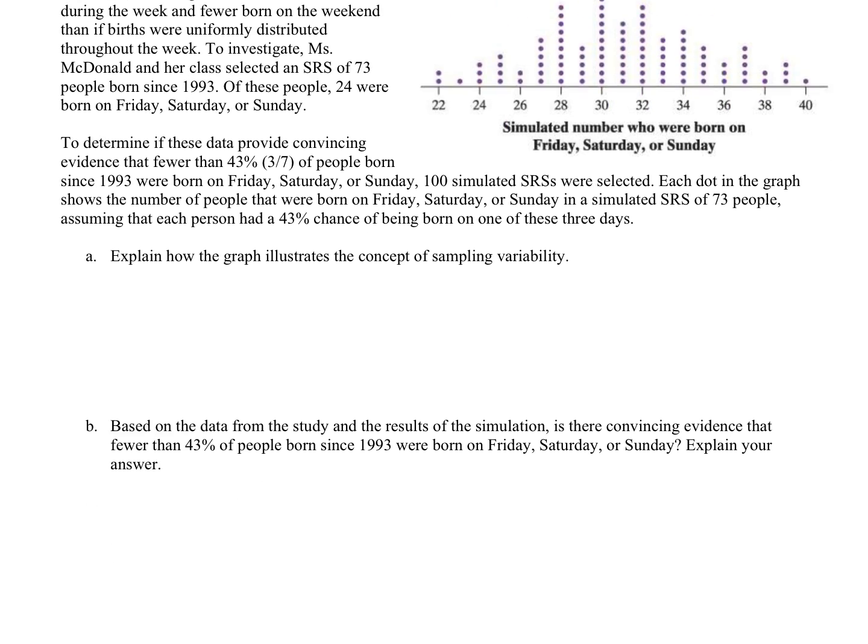Okay, here is the part that is most important, is B, and this is what people tend to mess up. Based on the data from the study and the results of the simulation, is there convincing evidence that fewer than 43% of people born since 1993 were born on Friday, Saturday, or Sunday? Okay, so let's think, if this were an ideal world, out of those 73 people, we would expect 3/7 to be born on a Friday, Saturday, or Sunday, which is about 31.29. So perfect world, that's what we would expect.